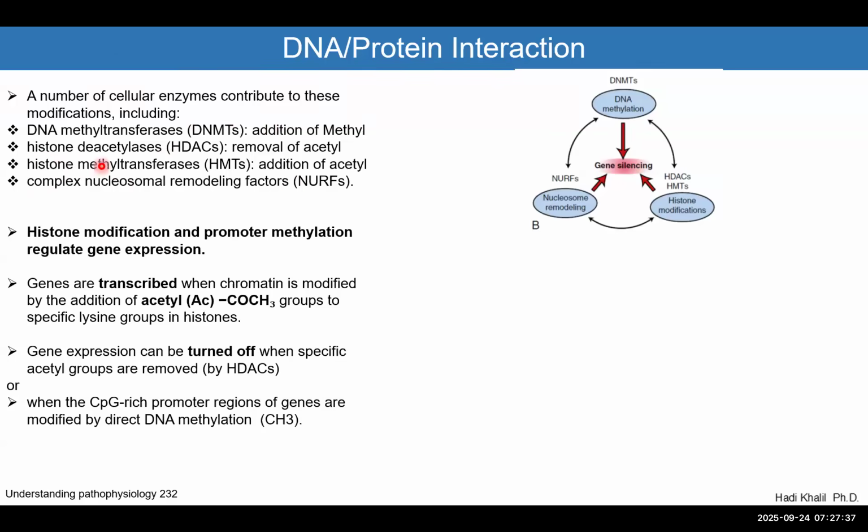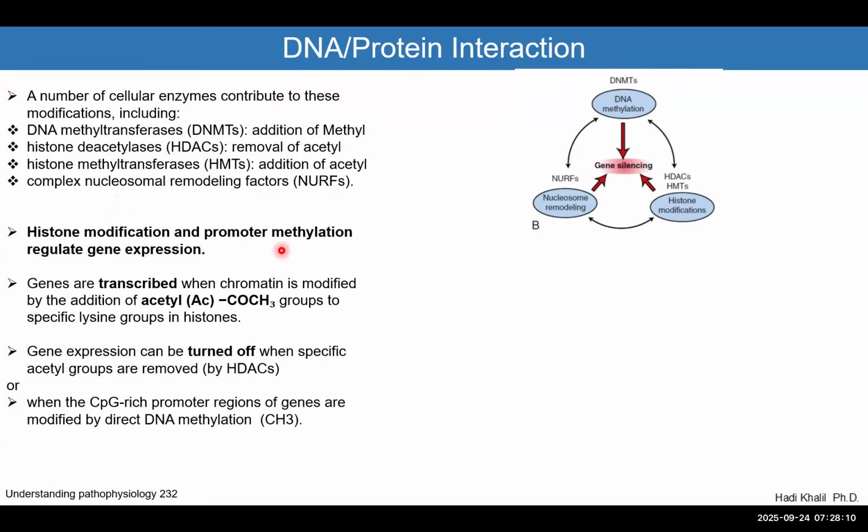There is another one called histone deacetylase. So this will remove acetyl. It's an enzyme that removes the acetyl group from a histone protein. So a removal of acetyl. Then there is a histone methyltransferase. So this is adding a methyl to the histone protein.